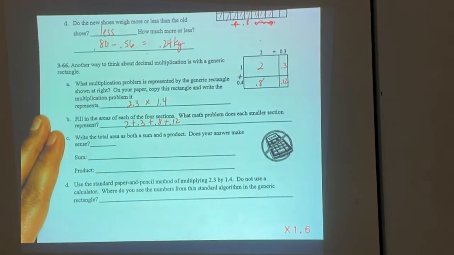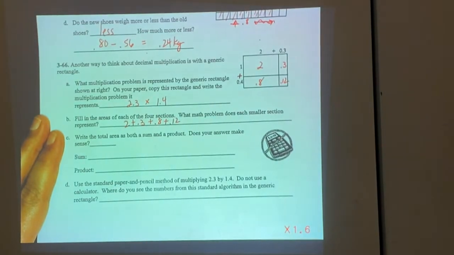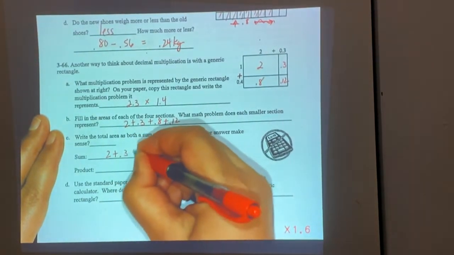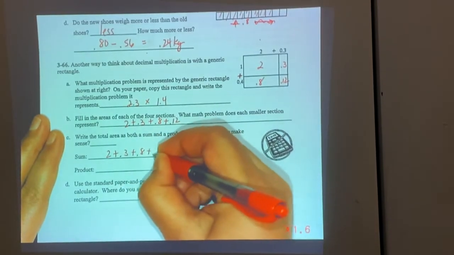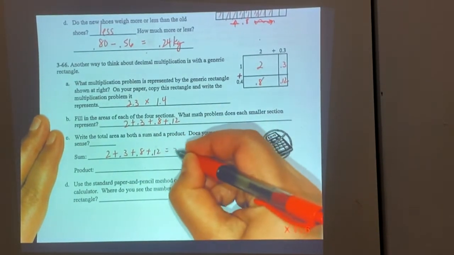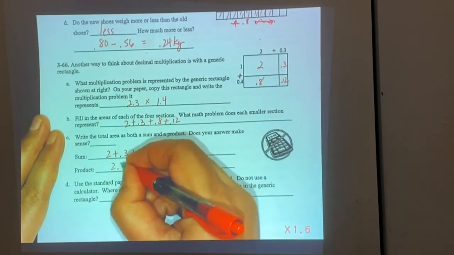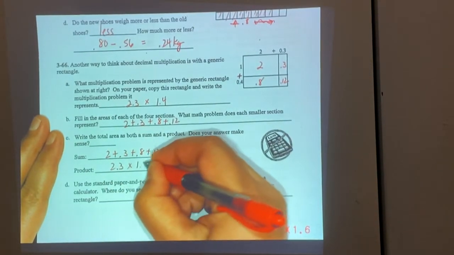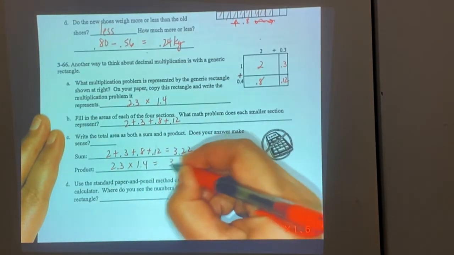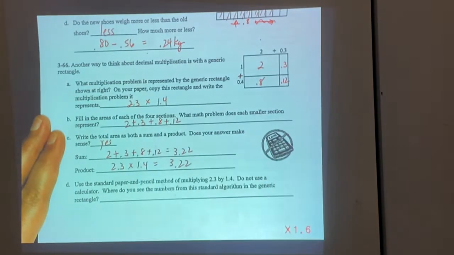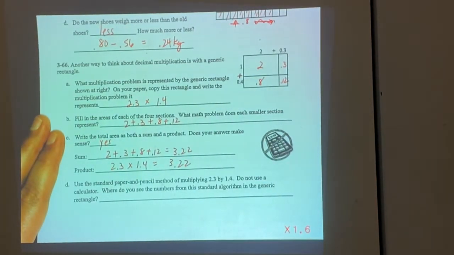Do your answers make sense? I don't know. What's my sum? 2 plus 0.3 plus 0.8 plus 0.12 equals 3.22. The product: 2.3 times 1.4 is 3.22. Did I get the same answer? This little blank up here is yes. Use the standard paper pencil method to multiply 2.3 and 1.4.